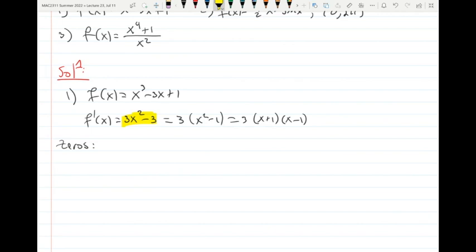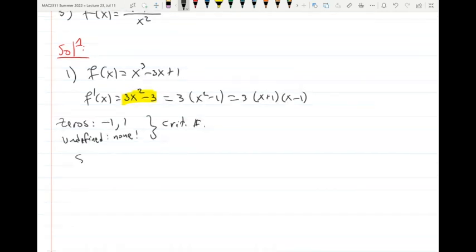What are the zeros? So -1, 1, and undefined? None. So these are my critical numbers, okay? Remember, the critical numbers are precisely these guys, the ones that make the derivative 0 or undefined. So now we are ready to write down the sign of f prime.